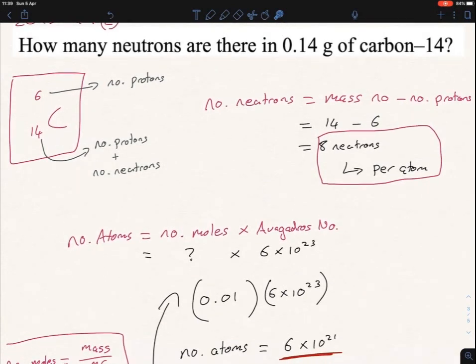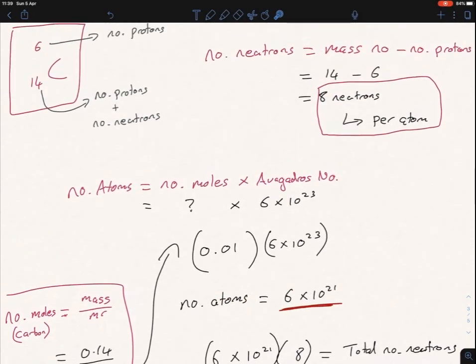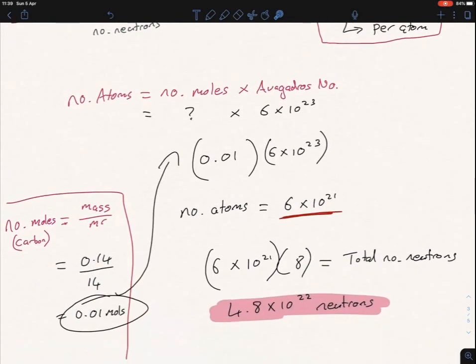So I put this into my formula over here, and as soon as I did that, I realized I didn't have the number of moles. So I had to find out the number of moles: mass over Mr, standard enough, which we had. I plugged this over here and I got my number of atoms, which was great. Once I had my number of atoms, and I knew there were 8 neutrons per atom, I multiplied the two together, and that gave us our total.